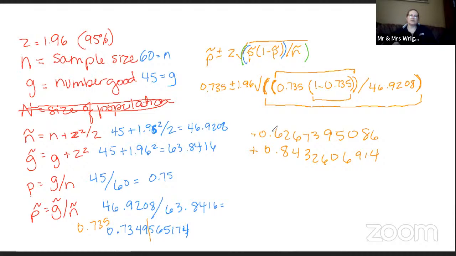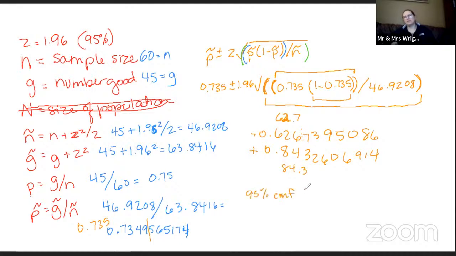Okay, so we need percentages, right? So percentages mean we're going to move this decimal place 2 places. So this is going to end up being 62.7, rounded to 1 decimal place, because our 7 is going to tell our 6 to round up. And this one's going to be what? 84.3.